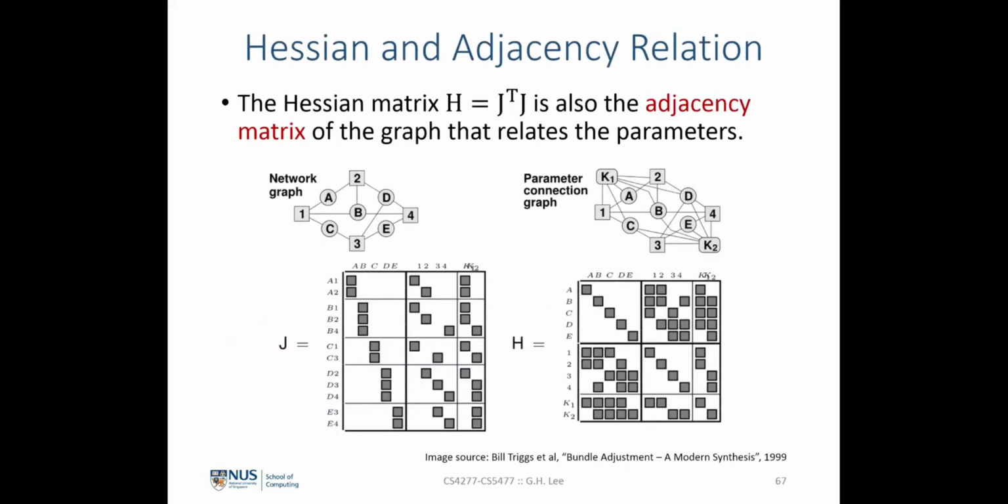What's interesting here is that if we look at the Jacobian matrix, where we obtain the Hessian matrix as J transpose J, it's interesting that J transpose J, or the Hessian matrix, actually represents the adjacency matrix of the graph that relates all the parameters. So in this particular case, we can see that there is a connection between A to 2 and 1. Here in this example, these are the 3D points and these are the cameras.